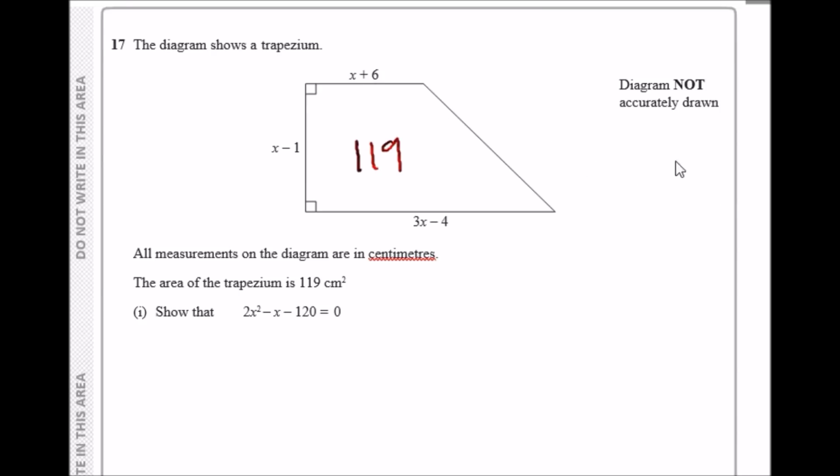Okay, so first things first, what is the area formula for a trapezium? Well, for a triangle it's base times height over 2. But in this case, it's the average of the two lengths times the height. The average of these two would be summing these two and dividing by 2. So you can have x plus 6. So this would be the a plus b term.